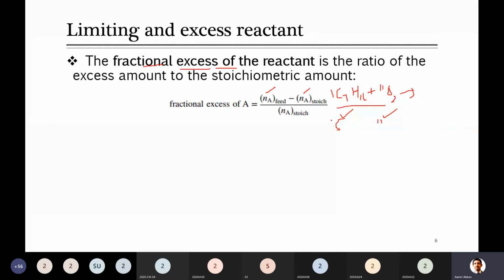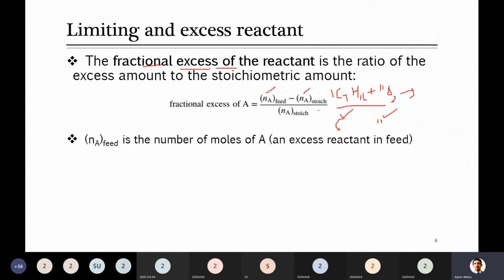So now in this problem, there are 5 moles of heptane which are entering as a feed. So this is the number of moles of heptane in the feed minus the number of moles required as per stoichiometry. Here it is 1 mole only. So this is 5 minus 1 over 1. So you will get, how much in excess? 5 minus 1 over 1, so 4 multiplied by 100. So it is 400% in excess, I think. It will be like this, right? Yes, sir.